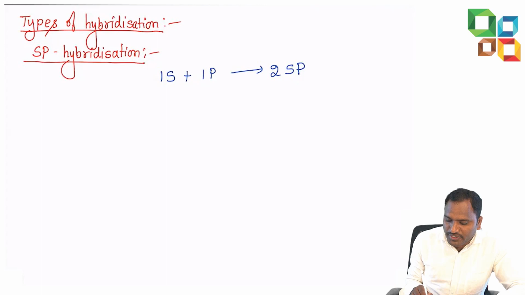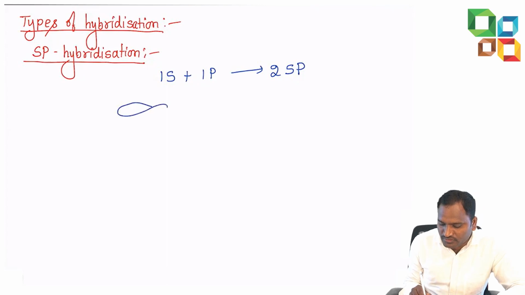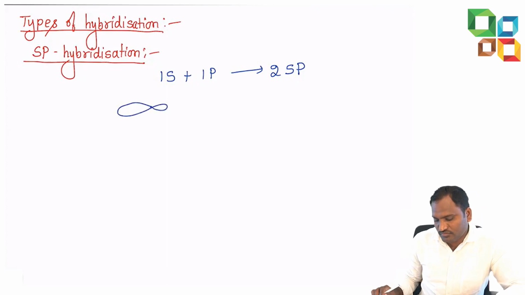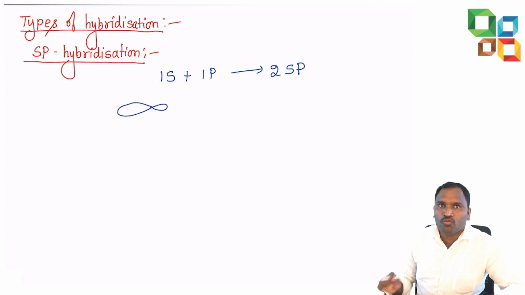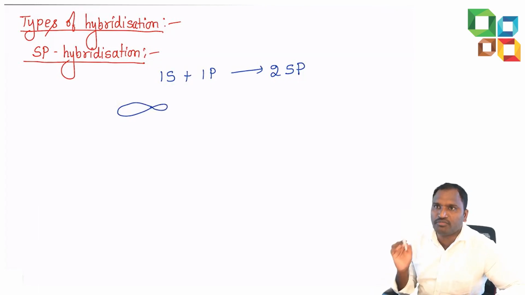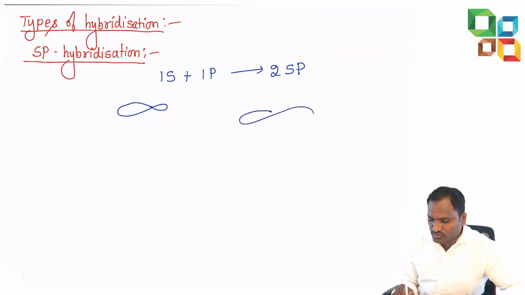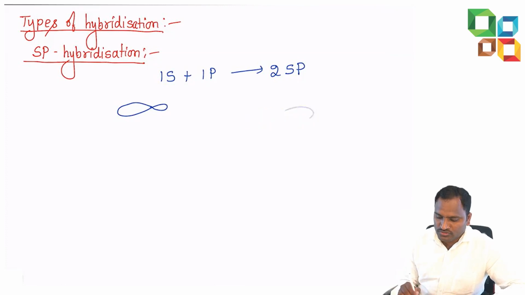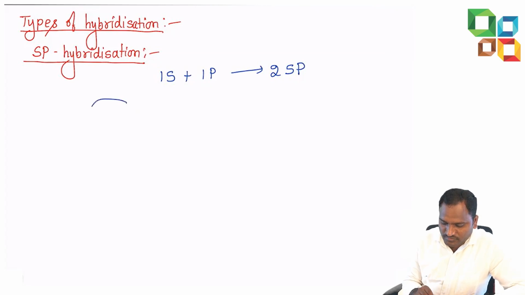Next one, the hybrid orbital is represented like this. One is a small lobe, another one is a big lobe. You are not supposed to draw it like a dumbbell; if you do that, it is a p orbital. So you don't write like that. This is the hybrid orbital representation. Any hybrid orbital is like this one.